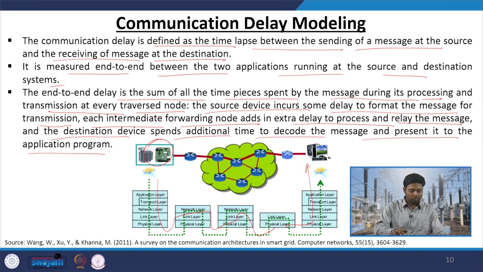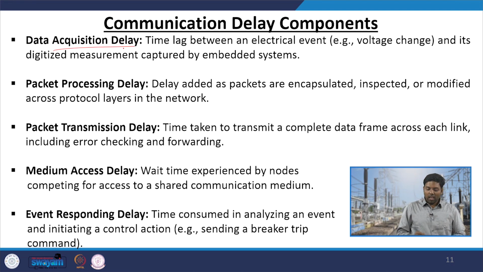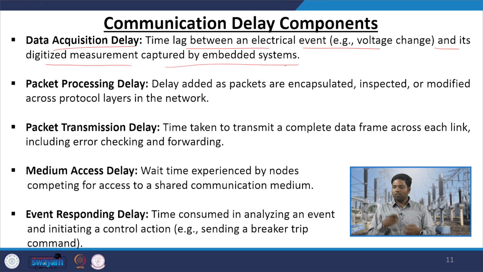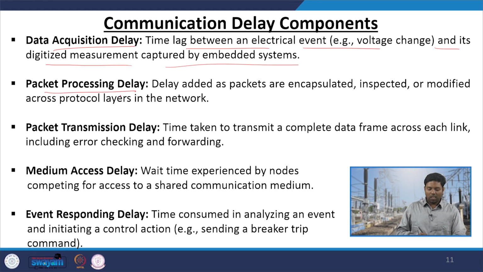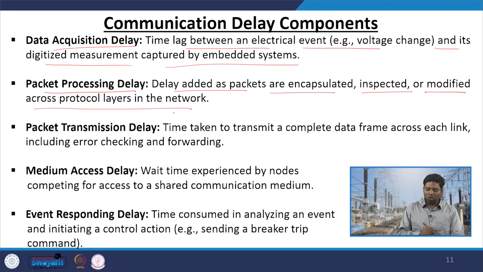Got it? So, what are the components of communication delay? You have first the data acquisition delay, the time lag between an electrical event and its digitized measurement captured by the embedded system. So for collecting the data you have a few milliseconds or microseconds of time delay. Then the packet processing delay, the delay added as packets are encapsulated, inspected or modified across protocol layers in the network.